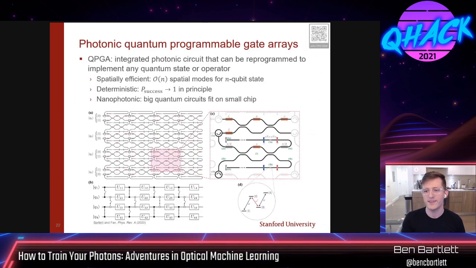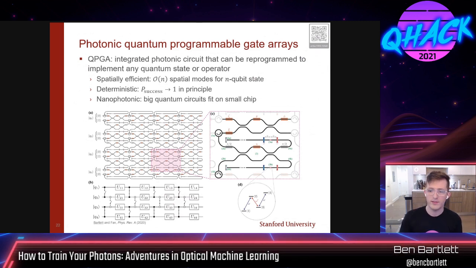Our solution is a device which we call a quantum programmable gate array, or QPGA for short. This is an architecture for an integrated photonic circuit, which can be dynamically reprogrammed to implement any photonic quantum state or operator without hardware modifications. The design is spatially efficient, so if you have an n-qubit state, you only need 2n waveguides. It's deterministic. The success chance of the gate is limited only by the quality of the experimental implementation, and it's compact because it's a nanophotonic circuit, so you can fit a really big quantum circuit on a small chip.